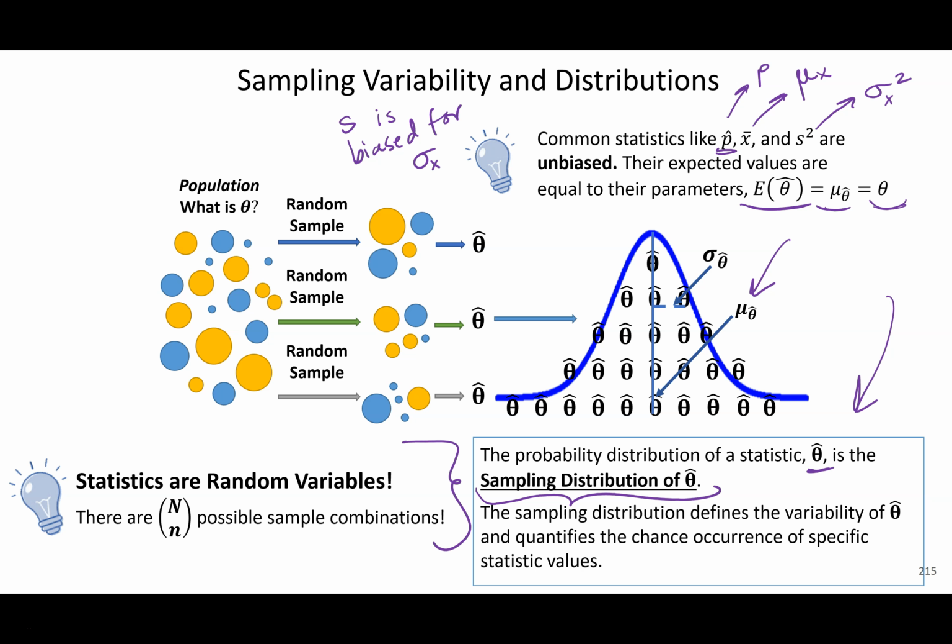You can think of statistics as random variables. The idea is if I take sample 1 and calculate the sample mean, and then I take another sample, sample 2, I have a second sample mean, and so on. The sample mean can fluctuate from sample to sample, so it's a random variable itself.